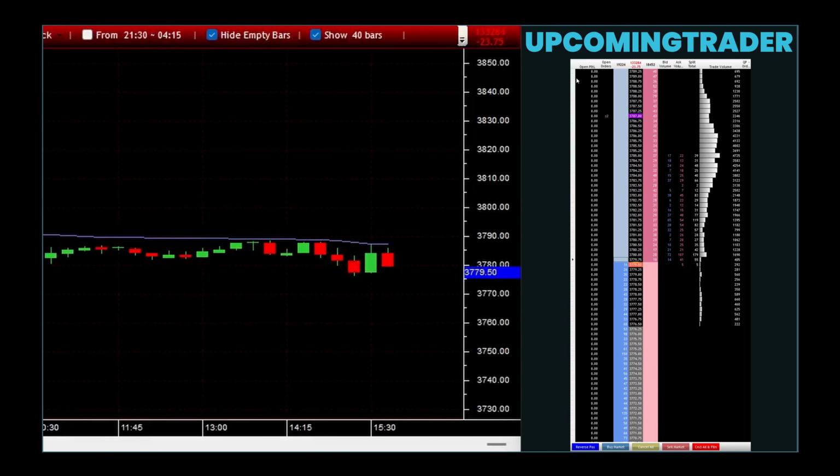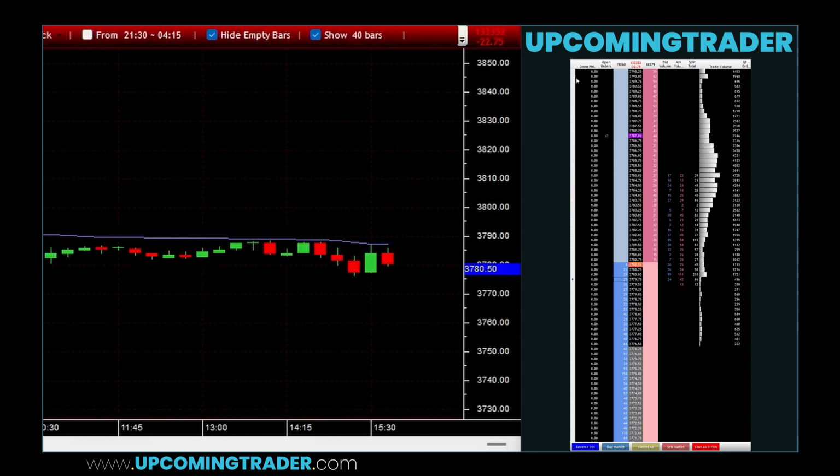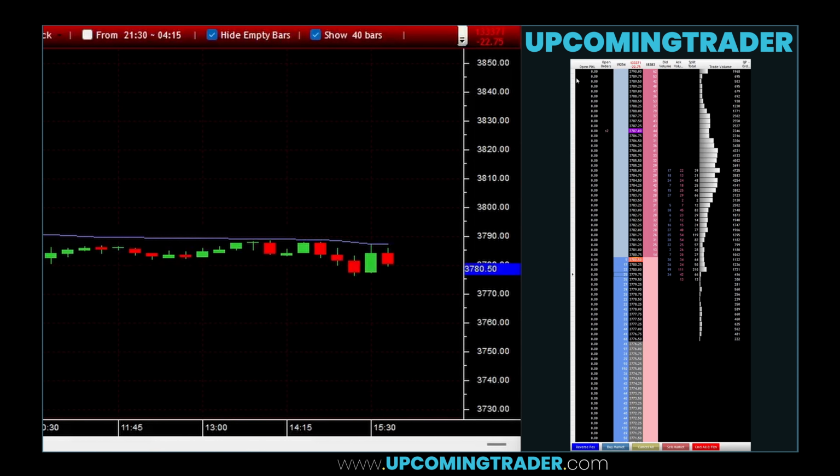The inverted hammer at bottom is a notable pattern in technical analysis that signals a potential bullish reversal, especially when it appears after a period of downward market movement. This pattern is characterized by a small body at the lower end of the trading range, with a long upper shadow and little to no lower shadow.